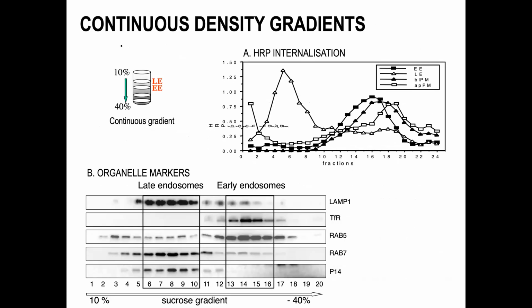And that is shown here, for example. Such a gradient where we separate late endosomes from early endosomes on a continuous gradient from 10 to 40%, 10% on the top, 40% at the bottom. The organelle markers you read out here with Western blot, that are markers that are found on both endosomes, late and early endosomes, or are markers that you found either on early endosomes or on late endosomes. Let's look here at the bottom with the Western blot P14. This is a protein that you mainly find on late endosomes and lysosomes, and it should not be on early endosomes. So far, our separation is good.